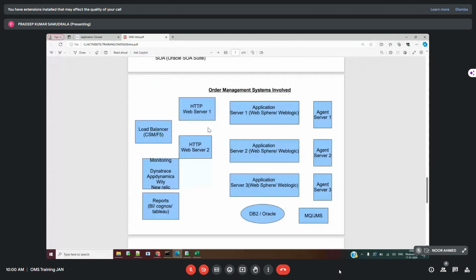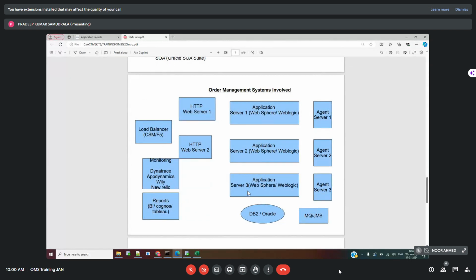And this is a simple pictorial representation of what all the servers are involved in an order management system. This might not be applicable for the local installation that you have done, because there we have only the admin server and whatever we are running is on top of that admin server. But this representation is the real-time implementation, or the production environment implementation.